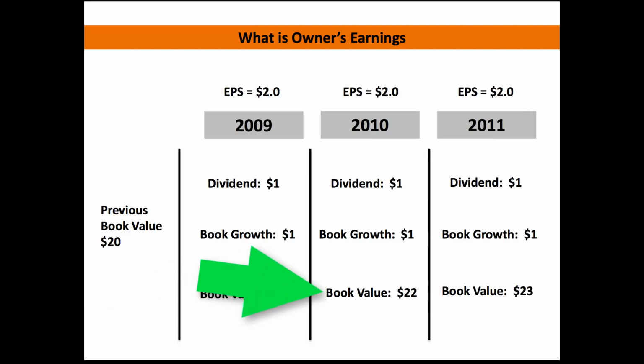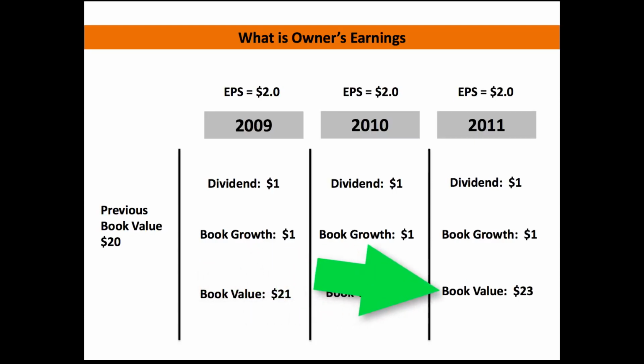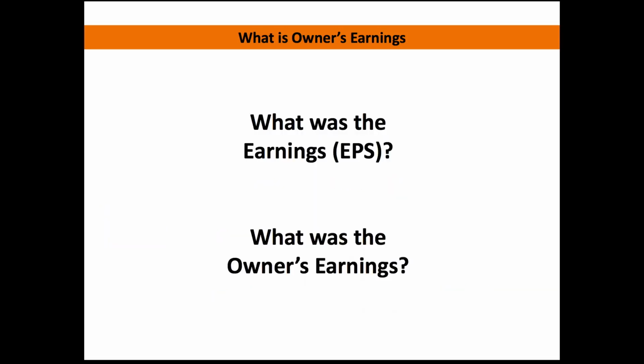The same exact scenario occurs in 2010, and we see the book value raised to $22 and $1 of a dividend was paid. And then in 2011, the exact same thing, which made the book value raised to $23. So in that scenario, what was the earnings per share? What was the EPS? And then also, I want to know what was the owner's earnings.